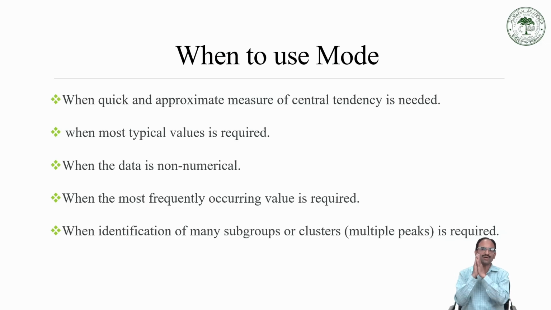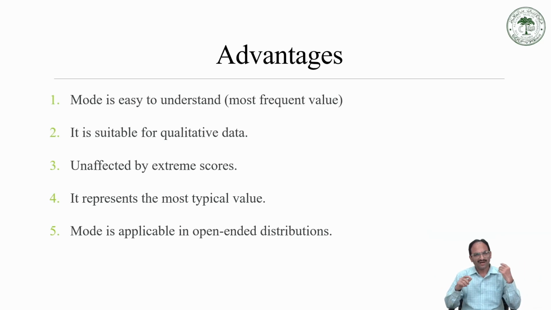Nothing you have to do, no lengthy calculations, no complex formulas, you just have to see which number is appearing the maximum number of times. Sometimes we are interested in knowing some typical values. In that situation also we can use mode. When the data is non-numerical, sometimes we collect data that is non-numerical, in that situation also we can use mode. When the most frequently occurring value is required, mode will be the best. And when identification of many subgroups or clusters is required, in that situation also we can use mode.